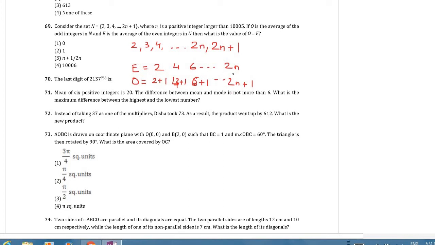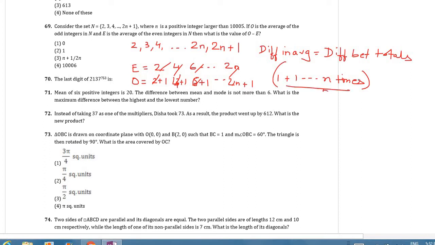When two sets have the same number of terms, the difference between their averages is nothing but the difference between their totals divided by the number of terms. So we don't really need to find the averages. We can just take the difference between the totals and then divide by n. This is n terms, and this is again n terms. So the differences between the terms will just start cancelling each other, and I will be left with 1 plus 1 plus 1, n times. When I divide this by n, this is nothing but n by n, which is 1.